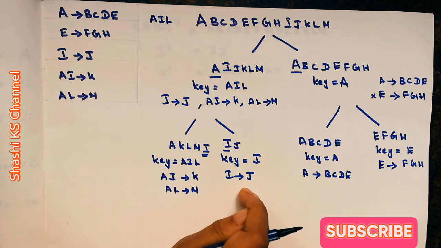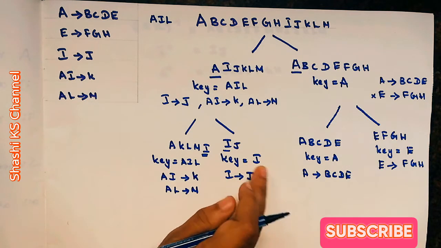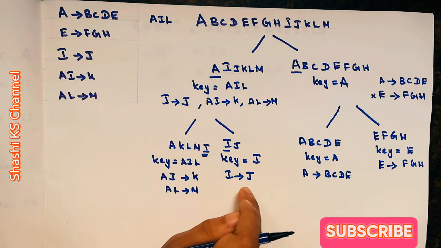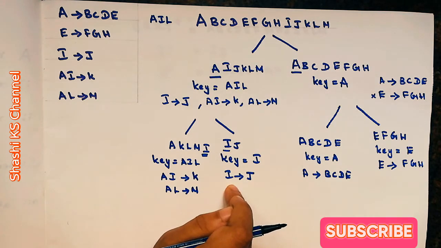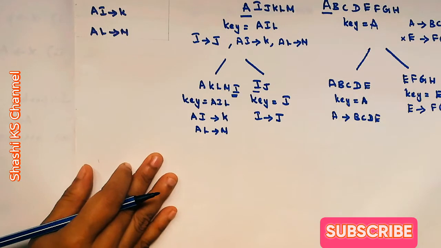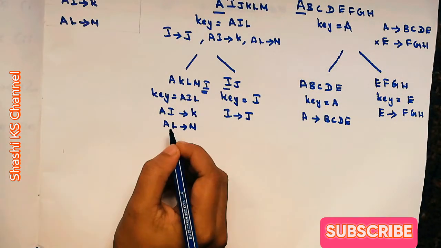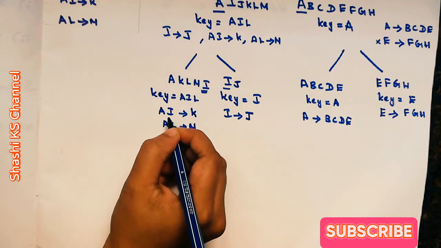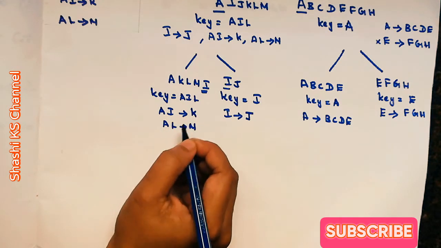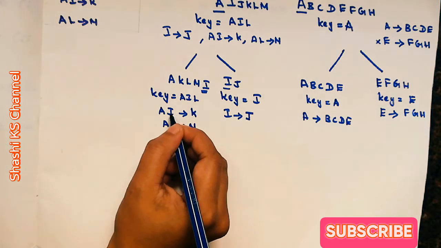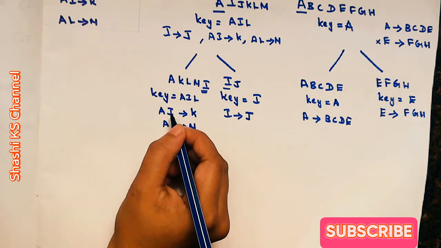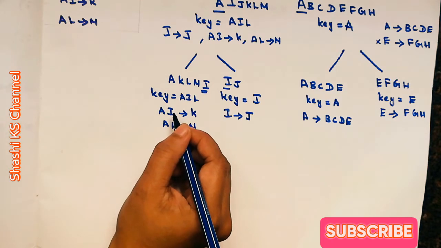Okay, again check whether it is in BCNF form. Now here the key is I, and the FD is I determines J. Yes, I is the key and is there on the left hand side, so this one is in BCNF form. Now let's come to this part. Here the key is AIL, but take the first functional dependency, AI determines K. The key AIL should have been on the left hand side, but it is not there. So it is not in BCNF form.